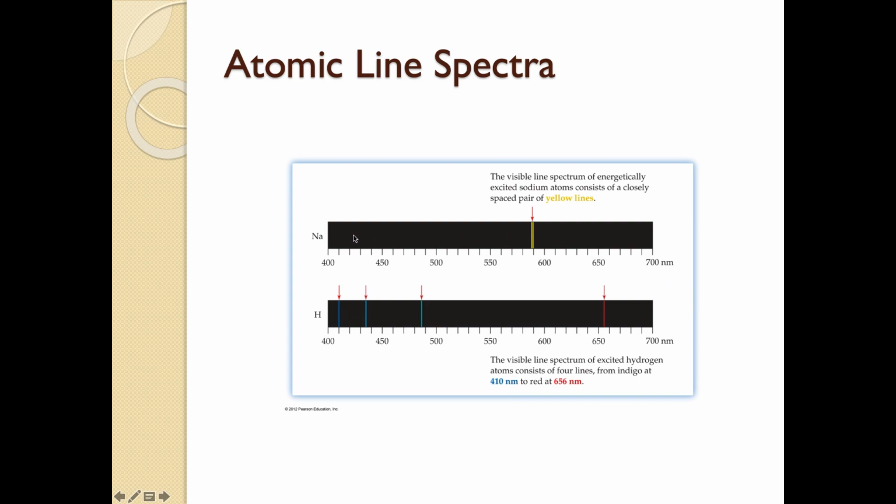Some atoms, even though they're bigger than hydrogen and have more orbits for those electrons to move between, might actually have fewer lines that show up in the visible range. Right? Sodium only has 1 that shows up in the visible range. It's in the yellow color.